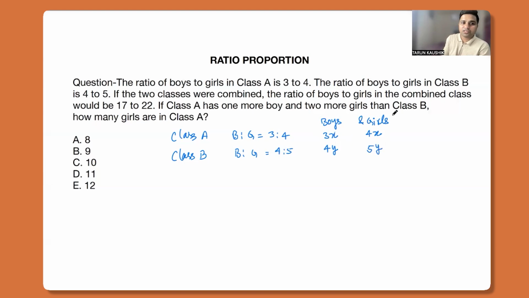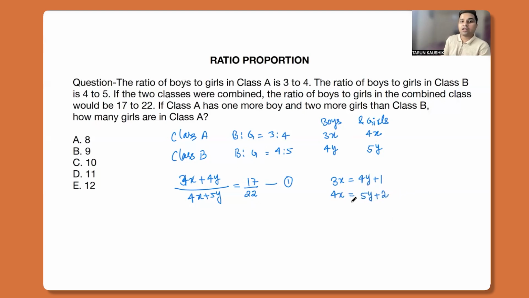Then the next information which is given is the combined ratio of boys to girls in class A and class B. So combined boys are 3x plus 4y and girls are 4x plus 5y. This is given as 17/22. First information. Second, it says the number of boys in class A, which is 3x, is one more than the number of boys in class B, and the number of girls in class A, which are 4x, are two more than the number of girls in class B.